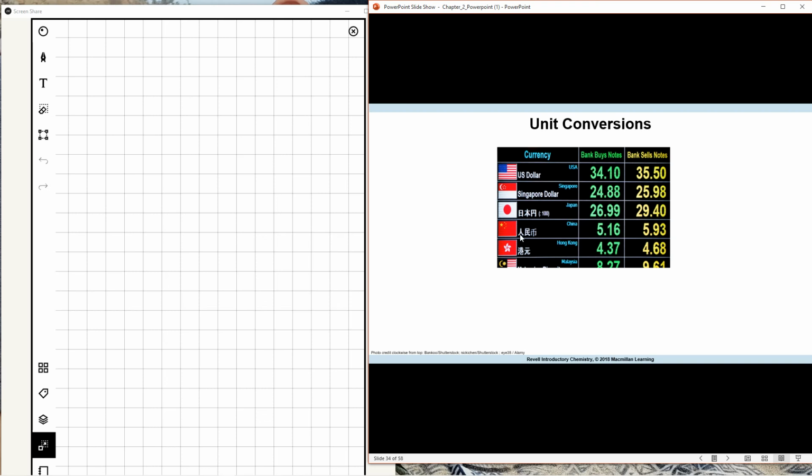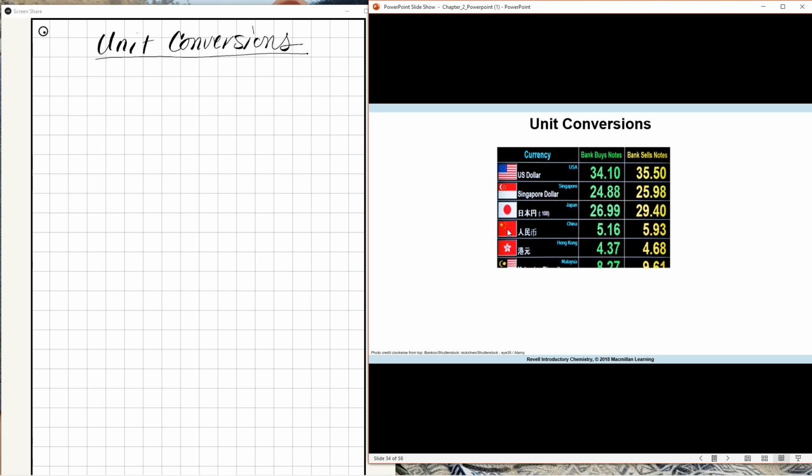Hi everyone. So this is part 2 of chapter 2. This is our unit conversions. So when doing unit conversions, we have to understand a couple of different things. Unit conversions is learning almost like a new language, a different way of representing something we already know.